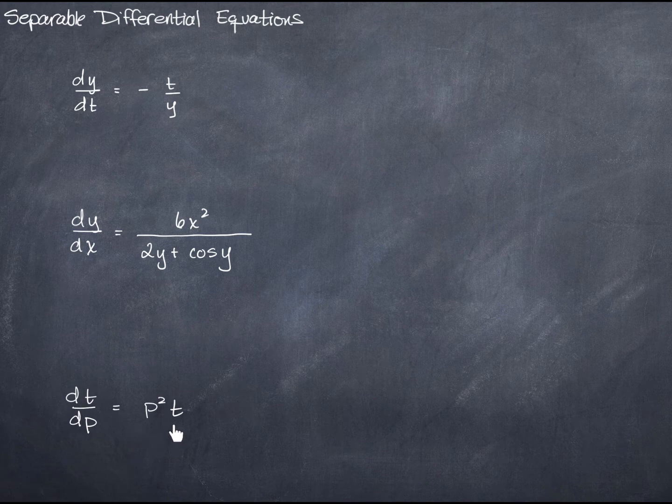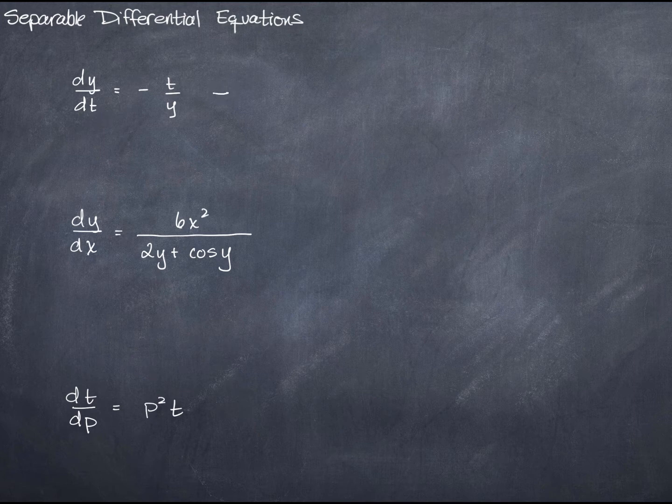Remember that a separable differential equation is one that can be written in the form f of x dx equals g of y dy, right, in that form. This one can be written in this form. These others are not in that form yet, but they can be written in that form. And that's the step we need to take first.